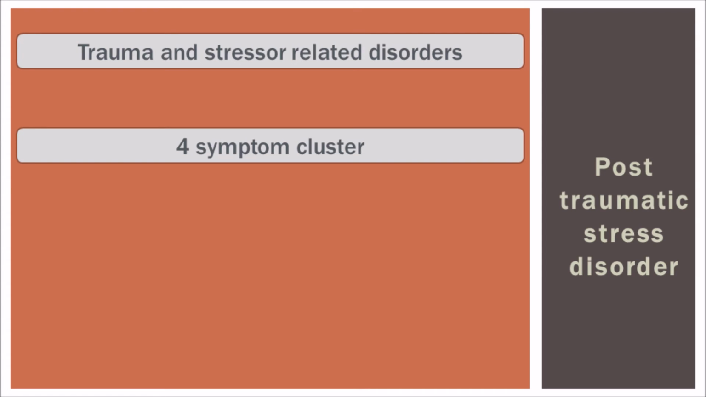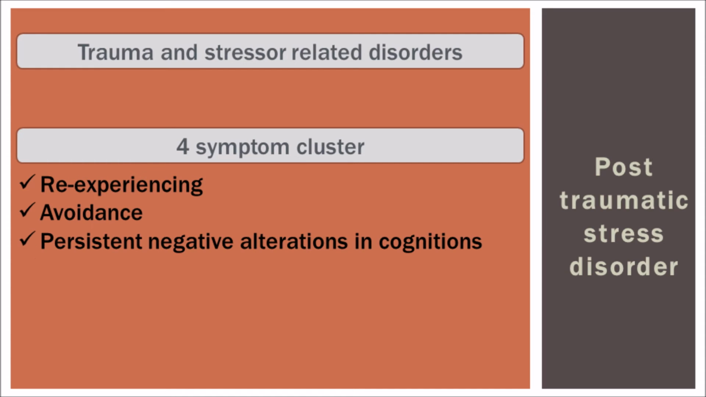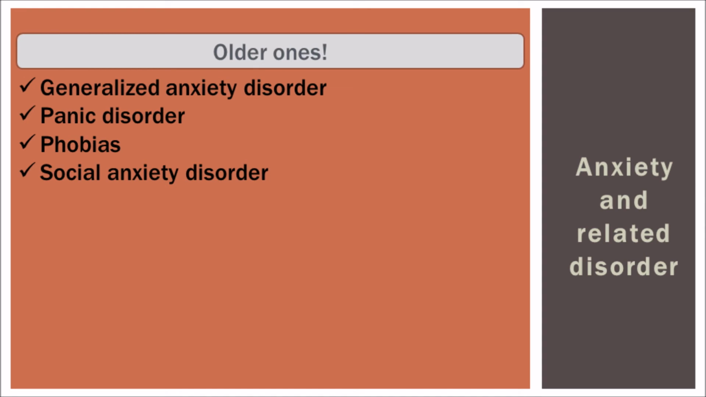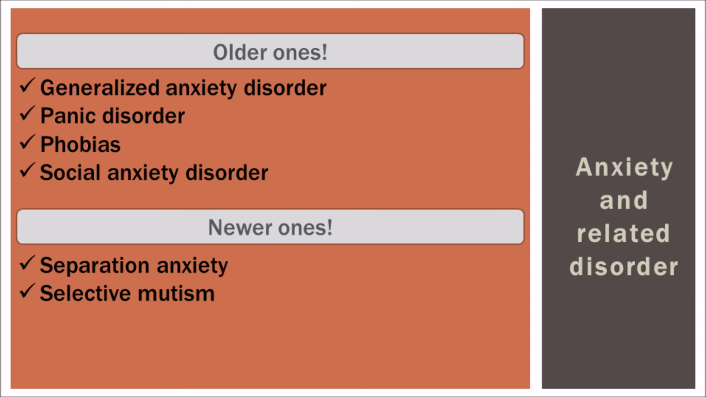The trauma and stressor-related disorders category is the new home to post-traumatic stress disorder. Instead of the earlier 3 symptom clusters, 4 are considered. They are re-experiencing, avoidance, and persistent negative alterations in cognitions and mood, and arousal. Anxiety and related disorders basically include generalized anxiety disorder, panic disorder, phobias, and social anxiety disorder. To this old kitty, the newer ones added are separation anxiety and selective mutism.